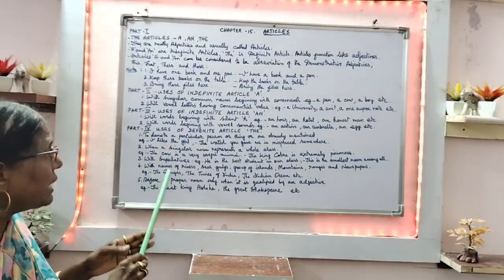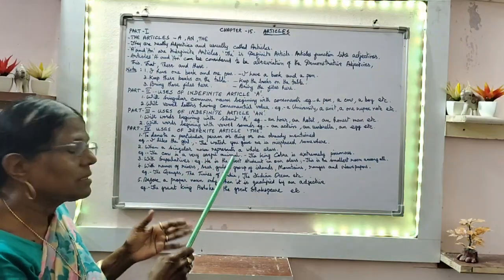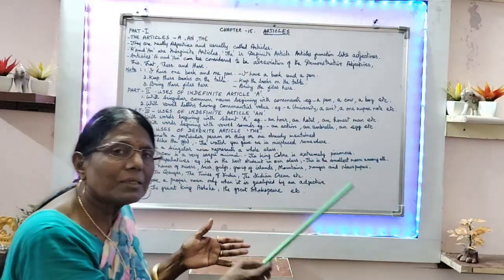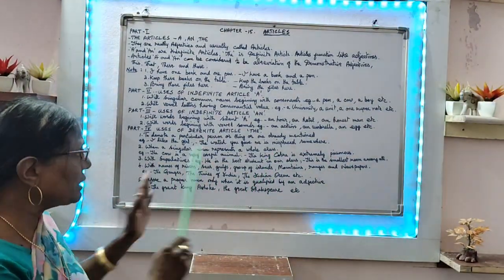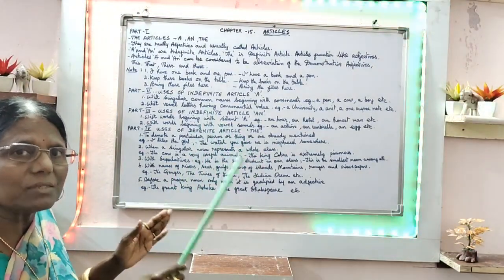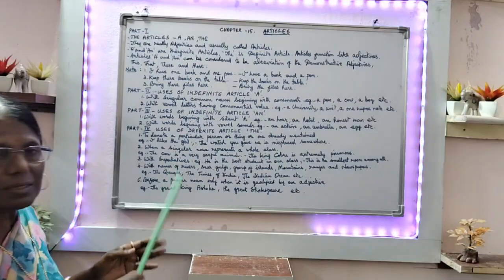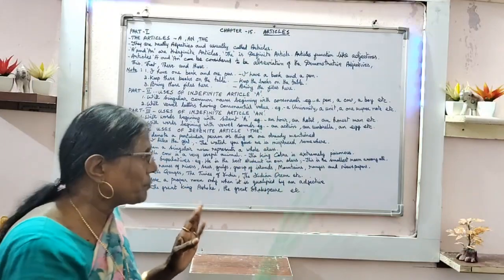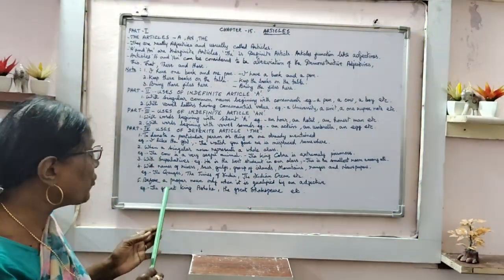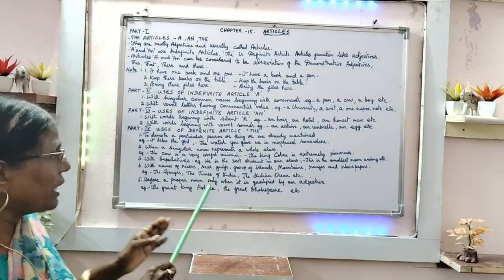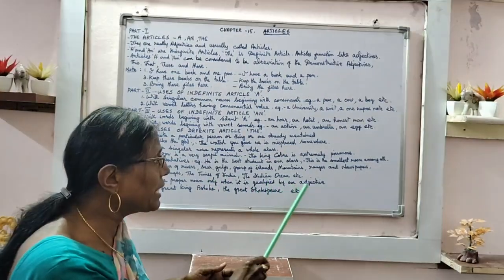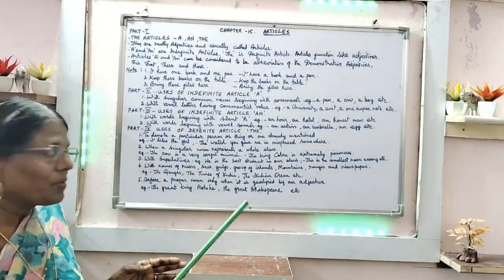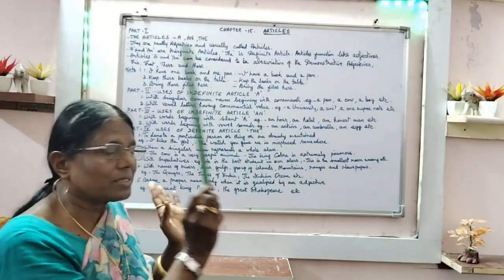Next is with names of rivers, seas, gulfs, groups of islands, mountain ranges, newspapers. In front of all these, when we write, we use the. Example, the Ganges, the Times of India newspaper, the Indian Ocean, etc. Next, before a proper noun, only when it is qualified by an adjective we use the. That is, the great King Ashoka, the great Shakespeare, etc.